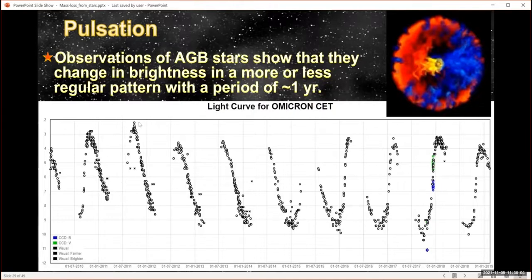So you can see that Mira is visible for part of the year and then disappears and then comes back again. You can see that the time from one peak brightness to the next is about a year. So every year it gets brighter and dimmer and brighter again. And this is down to the star literally getting bigger and smaller, getting fainter and brighter, getting hotter and cooler.